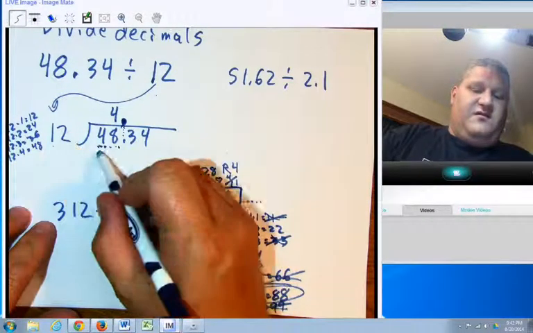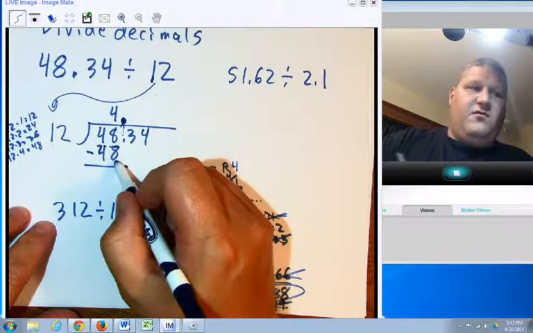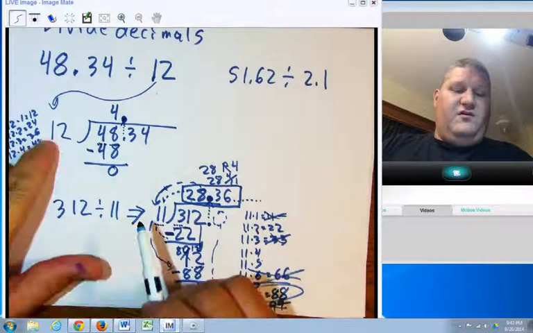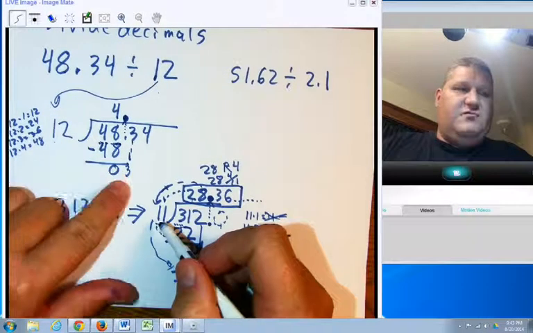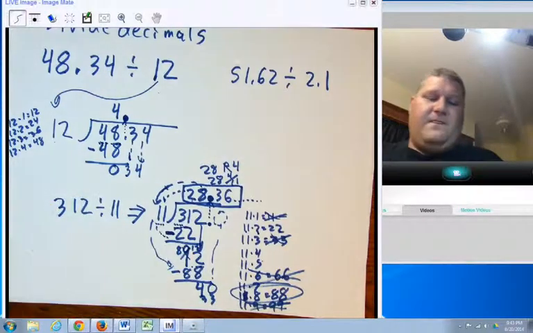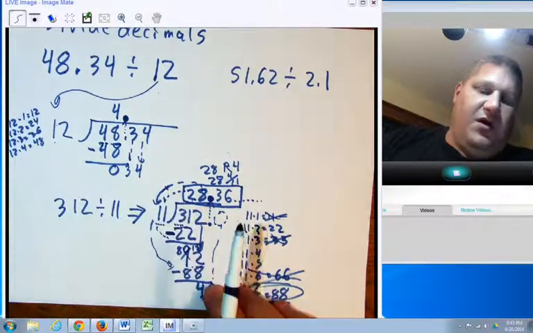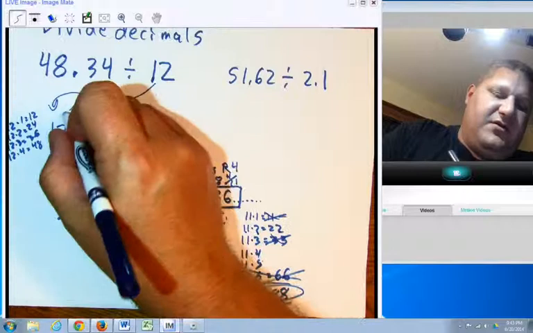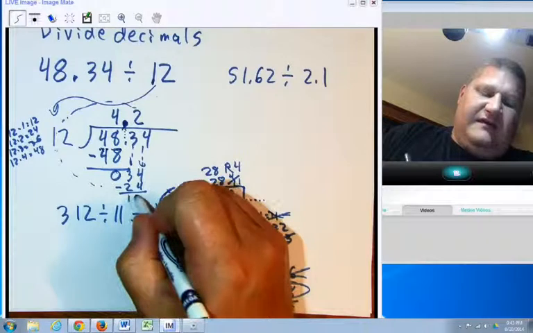4 times 12 is 48. Now here's a weirdo, because when I subtract it, 48 take away 48 is nothing. Well, 12 doesn't go into nothing. If I bring down my 3, 12 doesn't go into 3 either. It doesn't go until I get down to 34. 12 goes into 34. Well, 36 is too big, 24 is too small. So we're going to go with 12 times 2, multiply, put your answer here, subtract, you get 10.